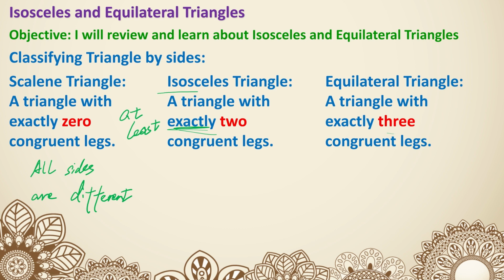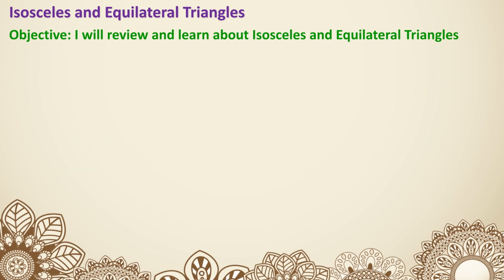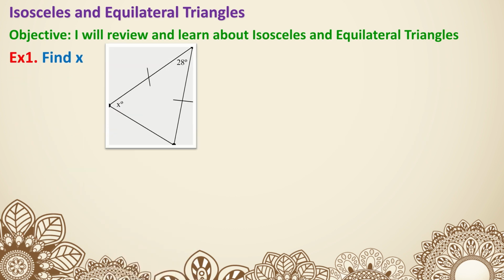And then when you have exactly 3 congruent legs, that's already a more specific name, which is called equilateral. That's why when it's just 2, we will call that an isosceles triangle. That's how we actually separate them. As you can see, there's no such thing as 1 congruent leg because you can't be congruent with yourself. So that's why it's just 0 congruent legs, 2 congruent legs, and 3 congruent legs. Now let's move on to some examples.